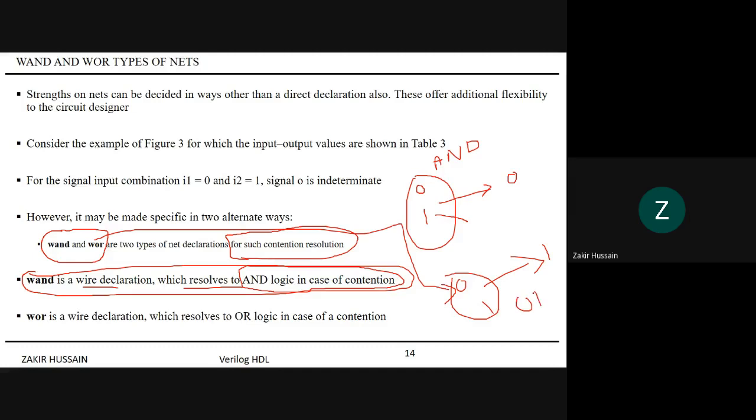Is that clear to everyone there? How are these keywords helping us? Yes, it is clear. Yeah.